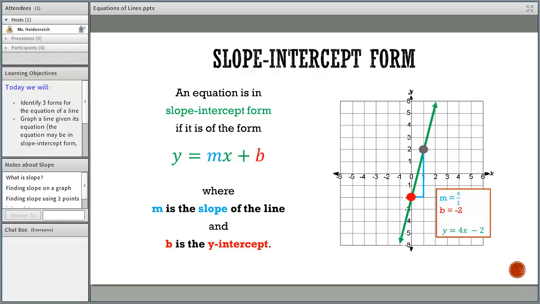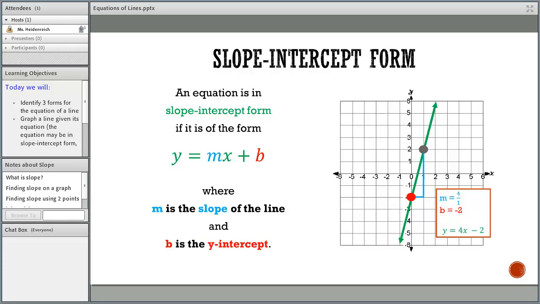Okay, so here we go with the first column on our note sheet. We're talking about slope-intercept form. An equation is in slope-intercept form if it's of the form y equals mx plus b. So on your note sheet, I'd like you to write in the first column that the equation for slope-intercept form is y equals mx plus b.